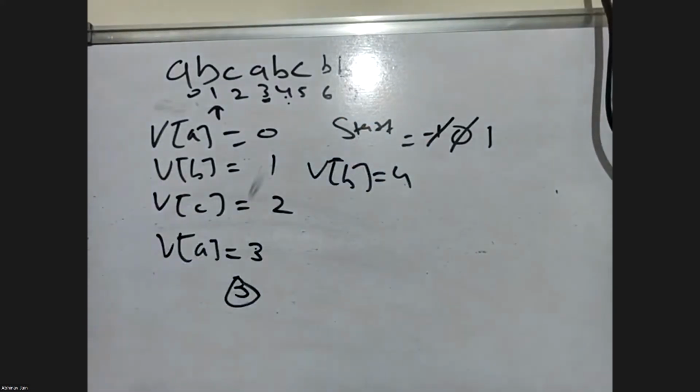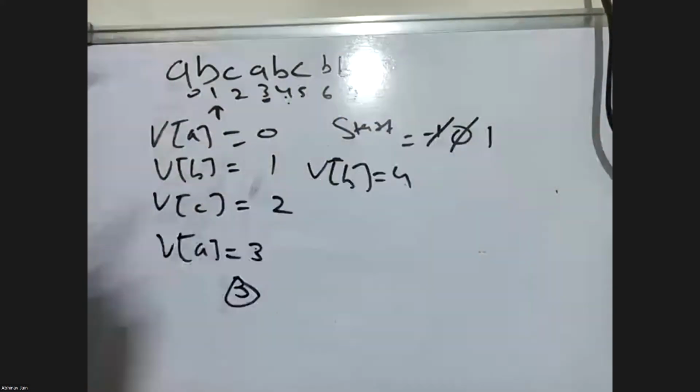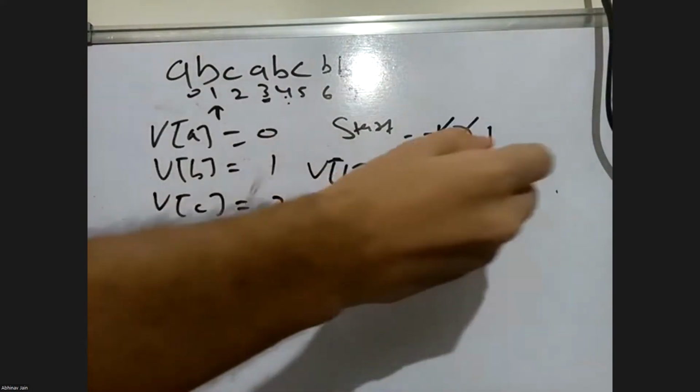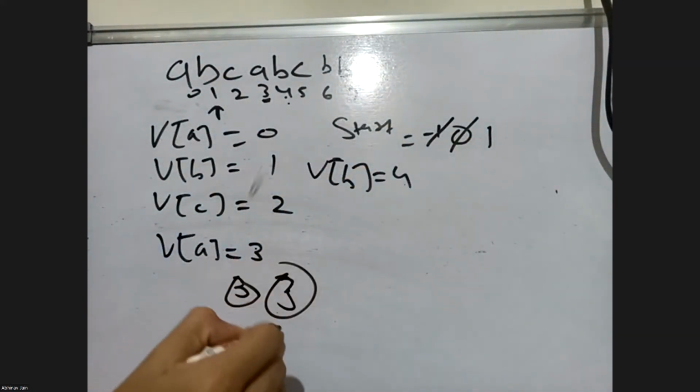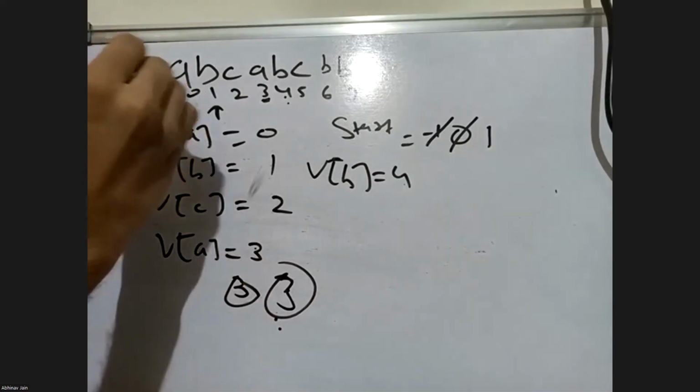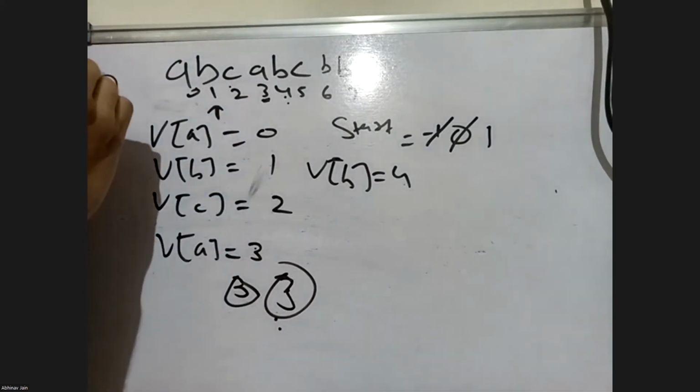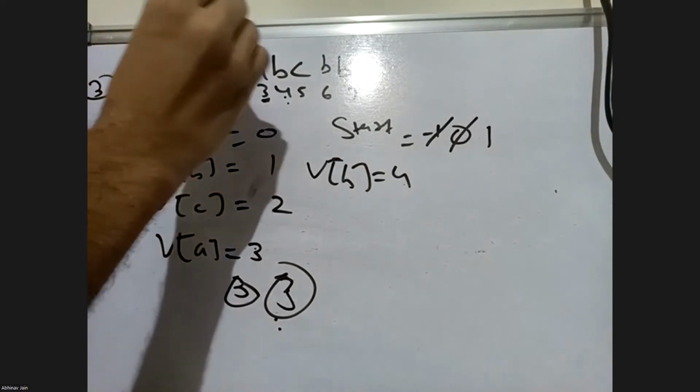And then the answer will become v of b minus start, right? Index the i minus start, which is 3. So what is this 3 saying? The initial 3 was saying the length of ABC is 3. This 3 is saying the length of BCA is 3.